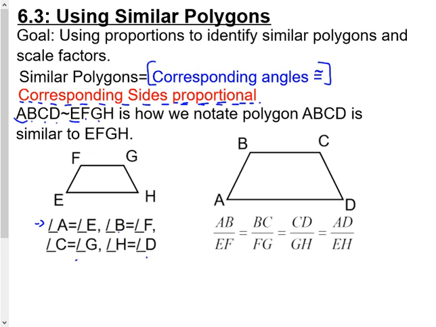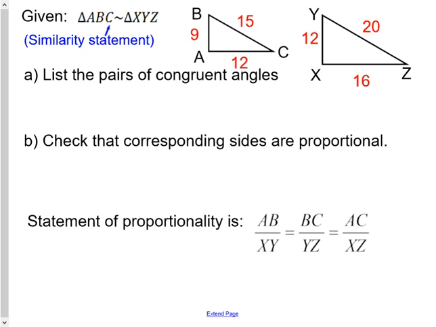And again, sides, not the same, right? The first two letters are proportional. AB to EF would give us the same ratio as BC to FG, and so on. CD to GH, AD to EH. We would actually call this the scale factor of those two shapes, right? So, like if all these were 1 and these were double that, it would be a 1 to 2 scale factor.